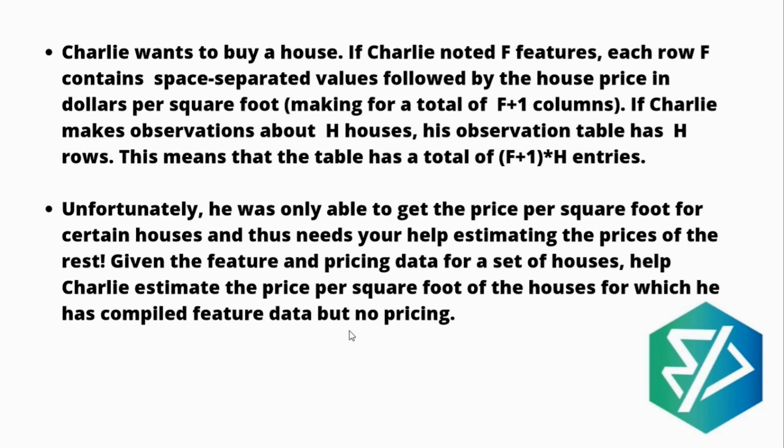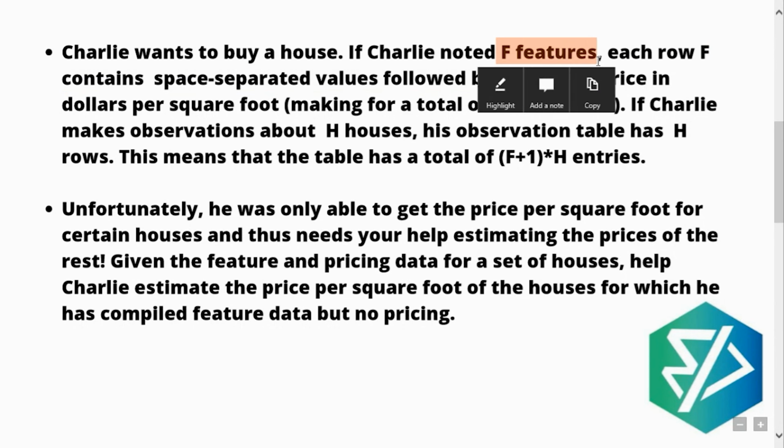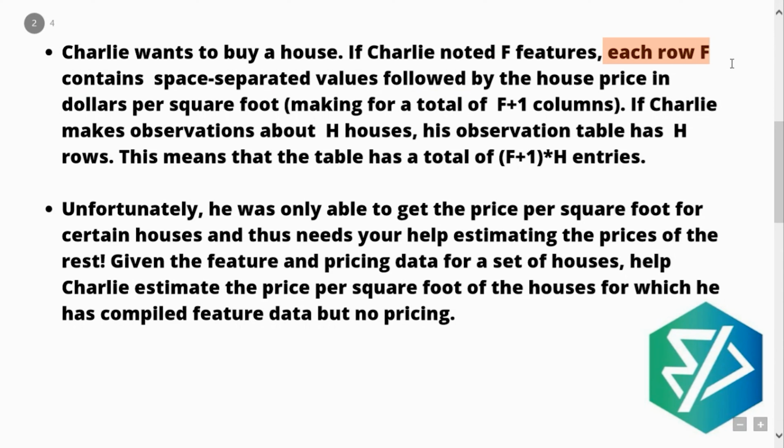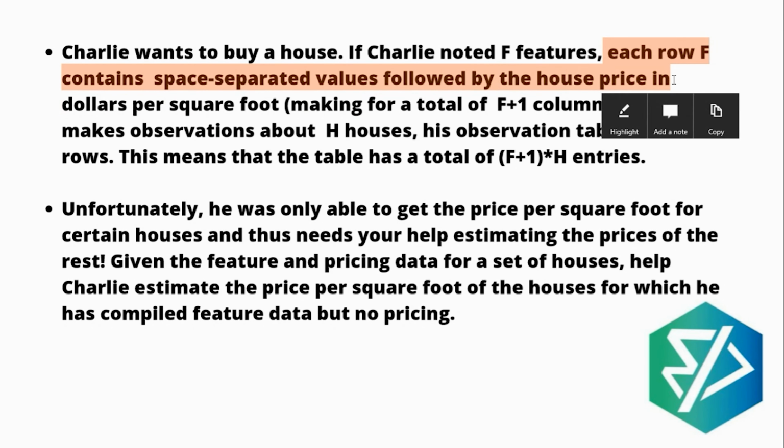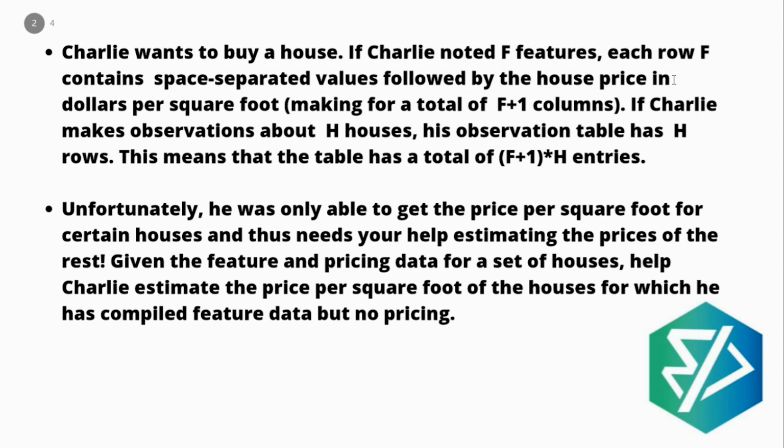So what we have been given in this question is that Charlie is a boy who wants to buy a house, and when he wants to buy a house, he will obviously make some observations about different houses and he will compare the houses based on certain features. So in our case, Charlie has noted F number of features. Okay, so F number of features he has noted, and each row contains separate values followed by the house price. Okay, he has noted various features for various houses.